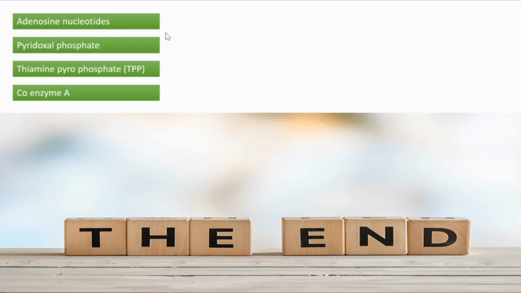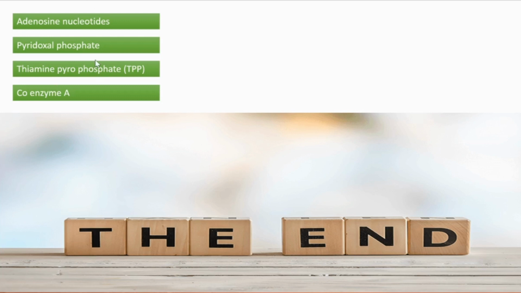Then the next cofactor is pyridoxal phosphate. Pyridoxal phosphate is derived from the B complex vitamin pyridoxine, that is B6. As I said, it acts in transamination and decarboxylation reactions that you all learned in the former chapter.